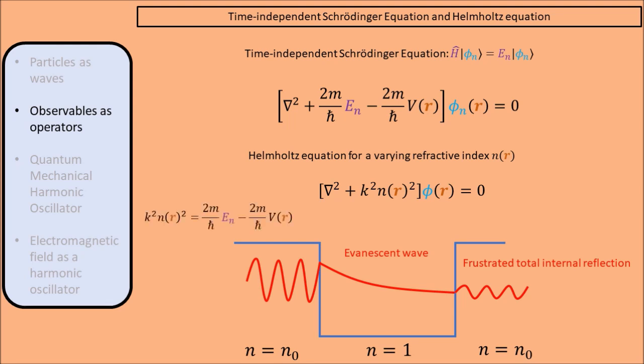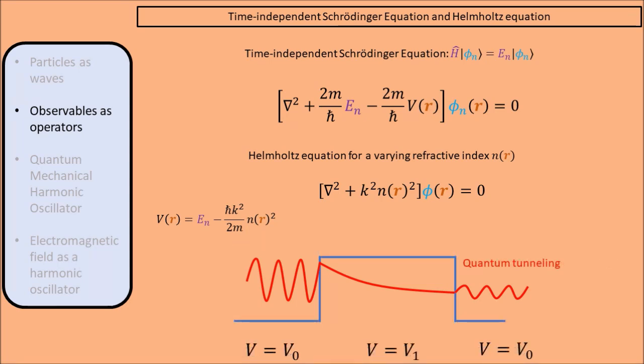To make the analogy with quantum mechanics, we can write the potential energy V in terms of the refractive index n to make the time-independent Schrodinger equation the same as the Helmholtz equation. We now see that the wave function can propagate through a potential energy barrier the same way that light can propagate across a gap of air between two glass blocks, even at an angle higher than the critical angle. In quantum mechanics, this phenomenon is known as quantum tunneling.